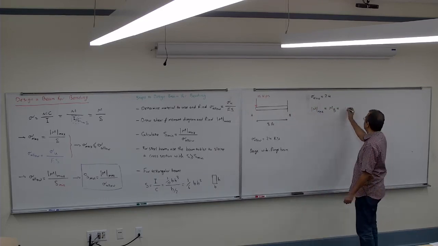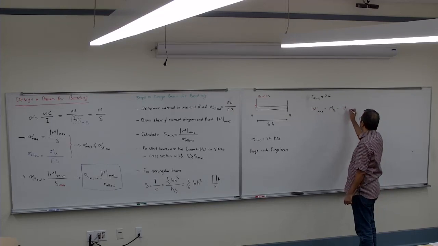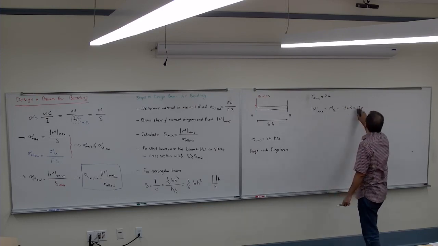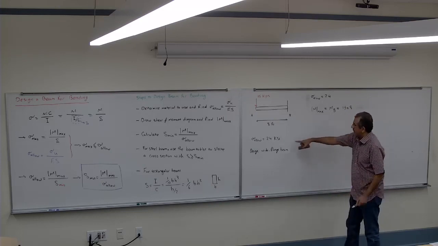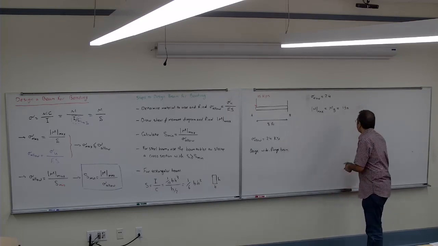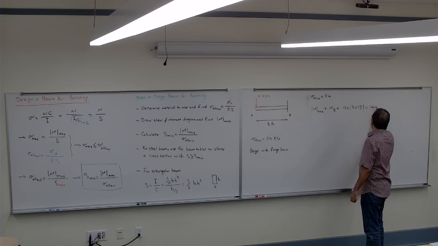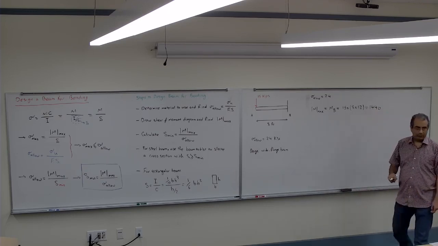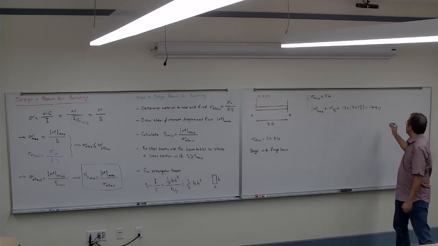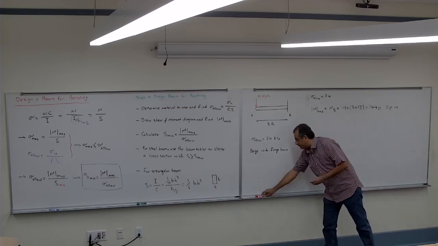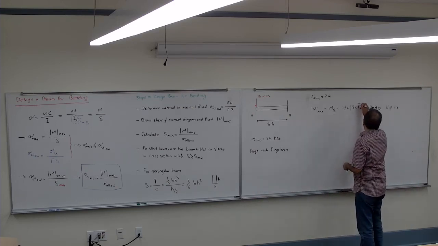15k times 8 feet, so it's 120. Let's do this, because we needed to have it in inch, because this is in inch. So let's make it times 8 times 12. 1,440. So that's the maximum moment that we're going to have in kip-inch. So this is converting foot to inch.